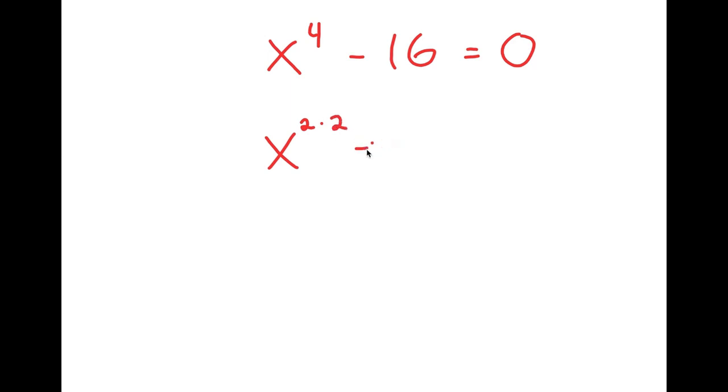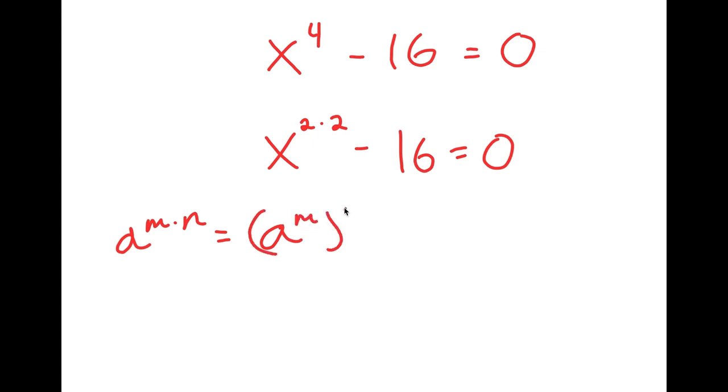Alright, so in this video, I'm going to solve the equation x to the power of 4 minus 16 is equal to 0. To solve this, I'm going to first rewrite this as x to the power of 2 times 2 minus 16 is equal to 0. And if I have something in the form a to the power of m times n, this is equal to a to the power of m to the power of n.